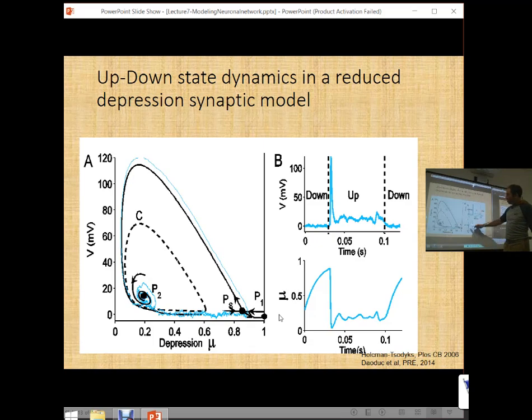So you start here at 1. This comes from some depressed moment. Then when you're here, you go to the upstate where the neurons are firing. If they are firing, the number of vesicles available will decrease. That's why you're here, until you escape, where you recover. Okay?